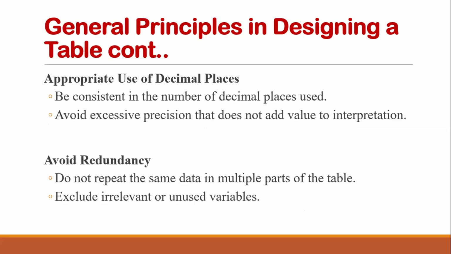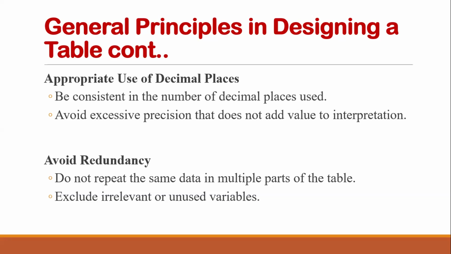Then appropriate use of decimal places. You have to be consistent in the number of decimal places that you are using. For example, if you are using 2 decimal places, it should be consistent. If you are using only 1 decimal place, you should be consistent in all the variables. But you should not be using two decimal places in this variable and then go to another variable and use 3 different decimal places and go to another variable and use only 1 decimal place. So that one is not precise, it's not appropriate.